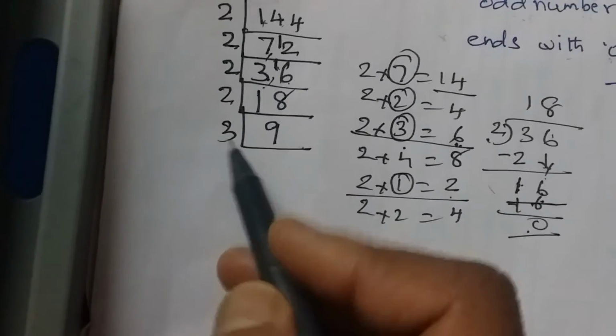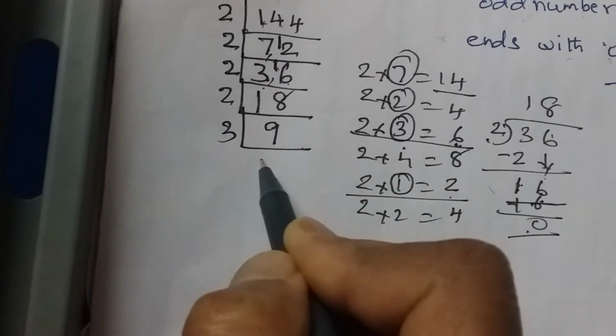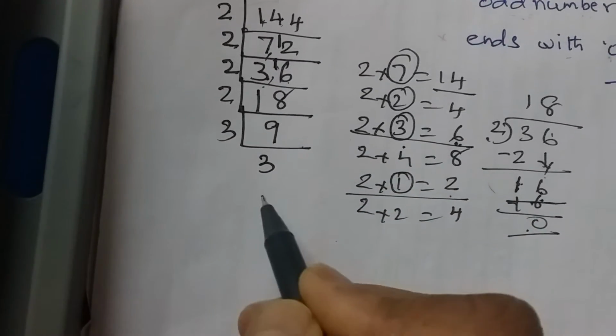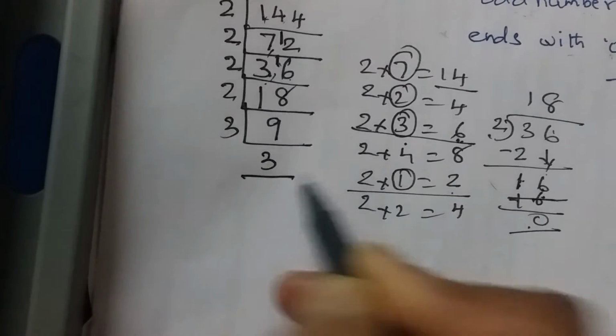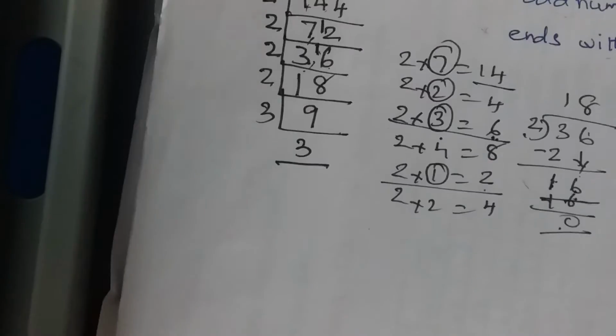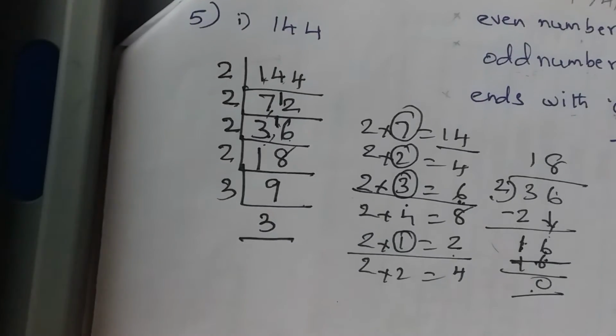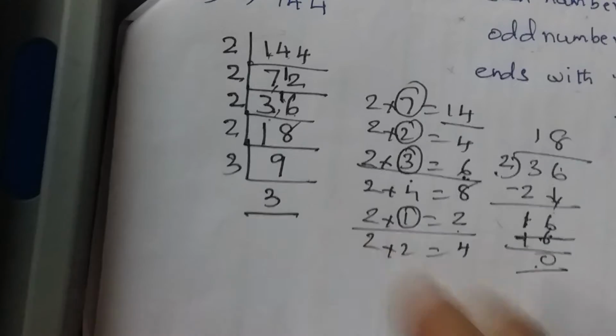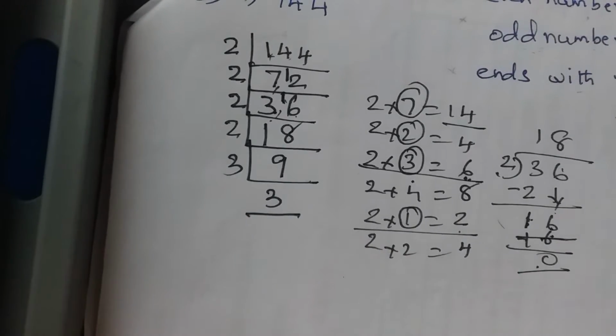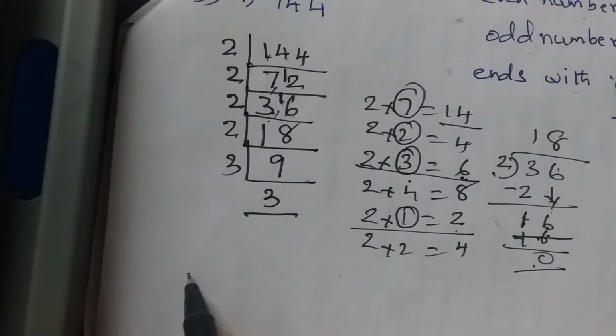You should be careful that you divide by only the prime numbers. So 3 3s are 9. And what is this 3? It is a prime number. Once you get a prime number, you can stop this division because prime numbers are divisible only by themselves. We can divide 3 only by 3 and 1. It is not divisible by any other number. So we can stop this factorization.